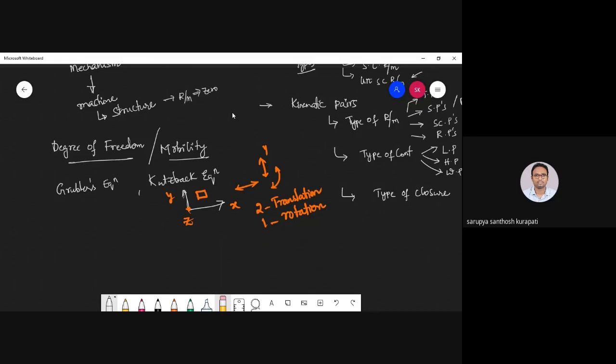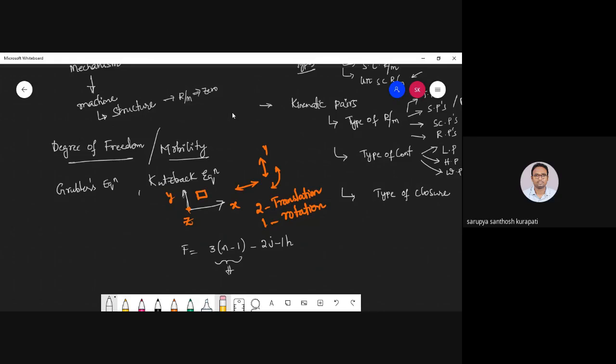What is the Kutzbach equation? Degree of freedom is equal to 3 into (n minus 1) minus 2j minus h, 1 into h. So do you remember this equation? Ma'am? Hello? Yes, sir. Yes. What is 3 into (n minus 1)?